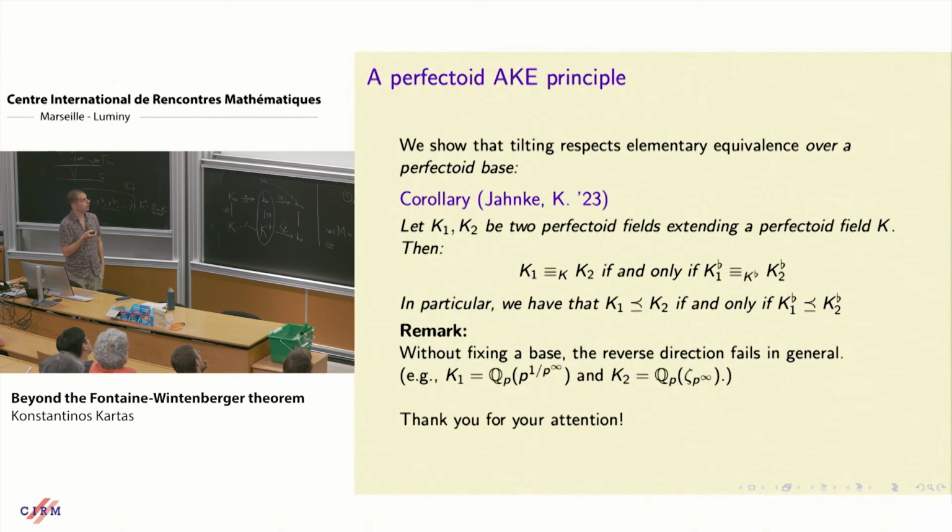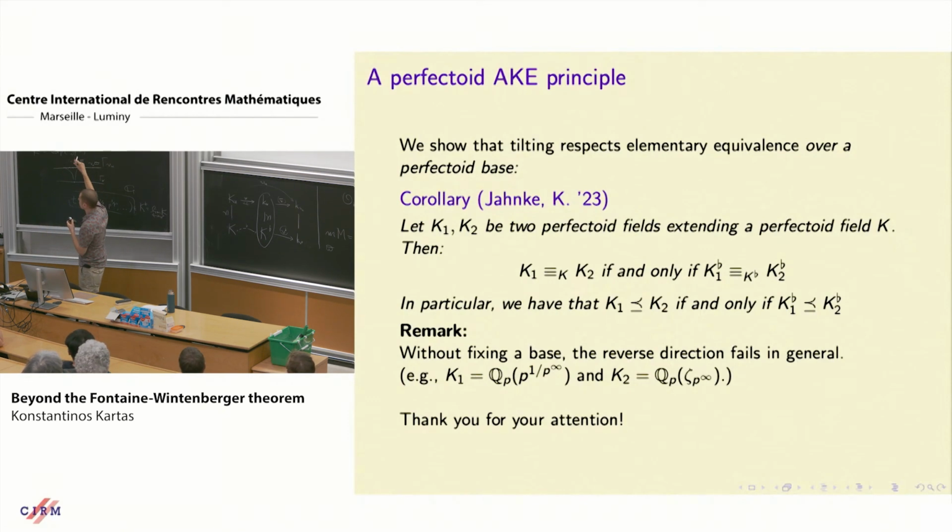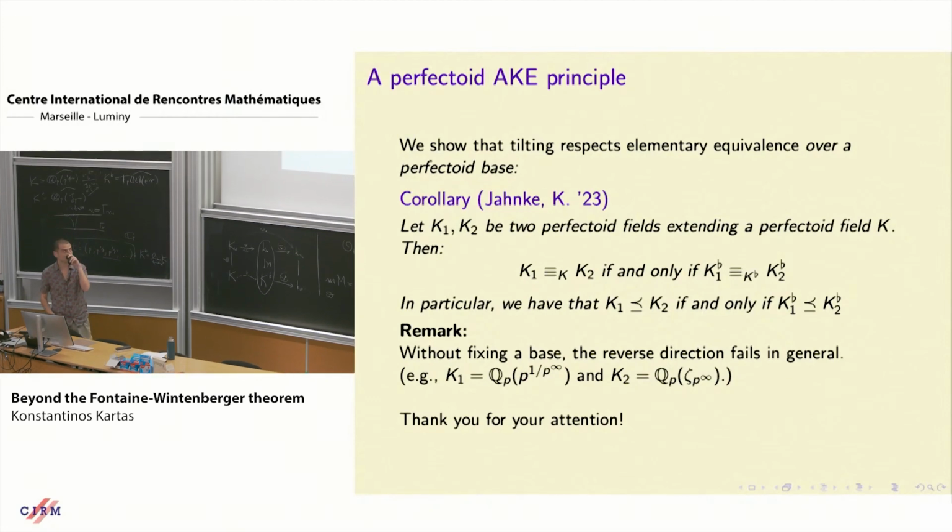I forgot to complete again, probably I sent the wrong version. Here I should have completed those two fields, but the point is that they give rise to the same perfectoid field in characteristic P, so you cannot go back if you do not fix a base. The example is like the example here. So these two fields are clearly not elementary equivalent.